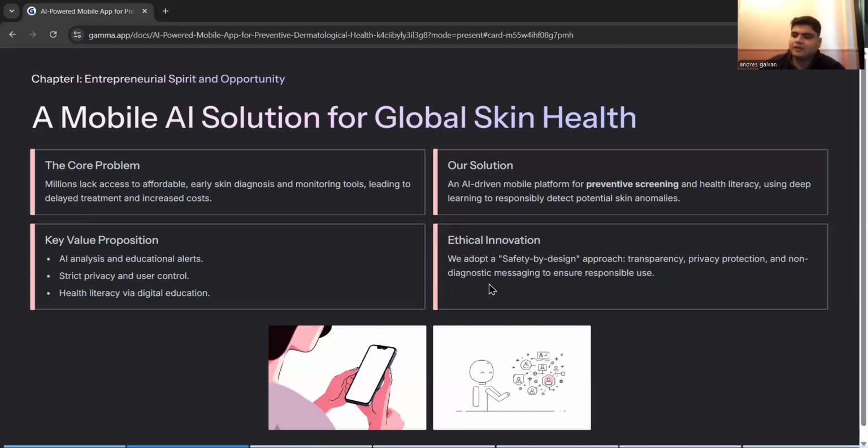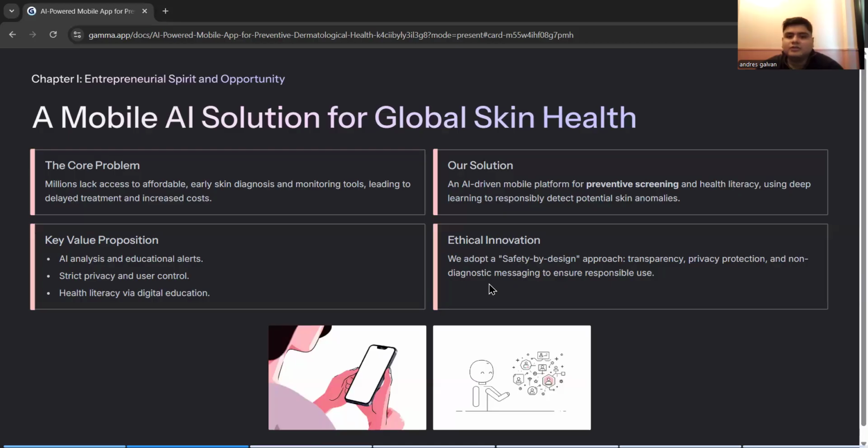Regarding the ethical motivation, we are adopting a safety-by-design approach, looking at transparency and privacy protection, so it is not another diagnostic tool, to ensure responsible use. Our solution, as I mentioned before, is an AI mobile platform, available for Android and Apple, using deep learning to detect skin anomalies. The core business problem we are facing is that millions of people lack access to affordable early skin diagnosis.